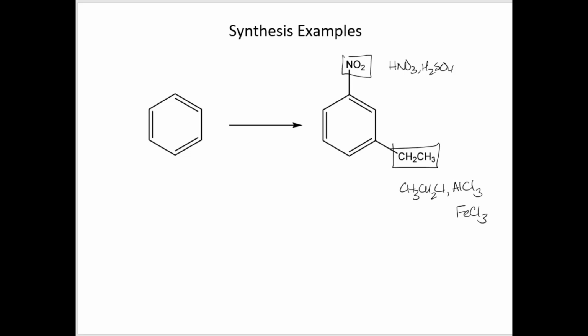So that's the first step, is how do we add those groups to the ring? Then secondly, what about the order in adding those groups? Because it's not just enough to know what reagents, we need to know the order in order to make these meta-disubstituted. So which group should I add first here? Should I add the nitro group? Should I add the ethyl group? Does it matter? Do you have any sense of which one you should add?